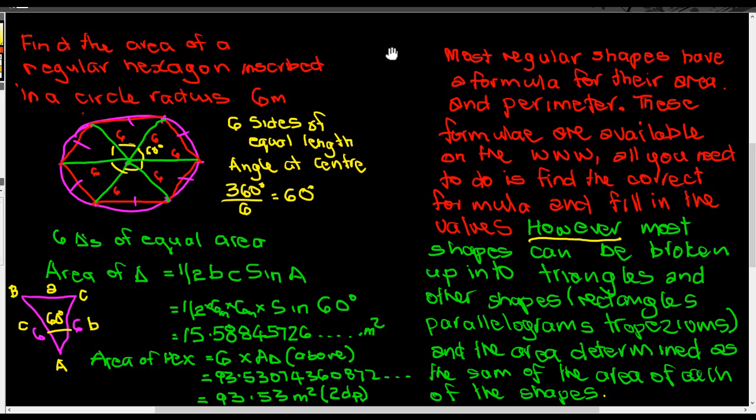So in this case here, we've got: find the area of a regular hexagon inscribed in a circle of radius 6 meters.